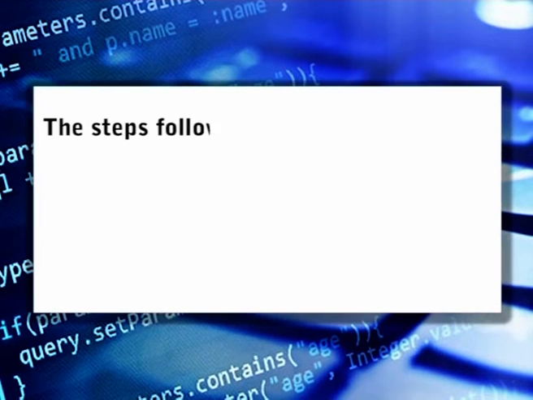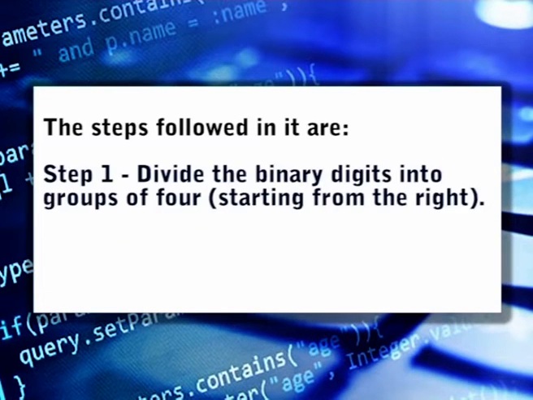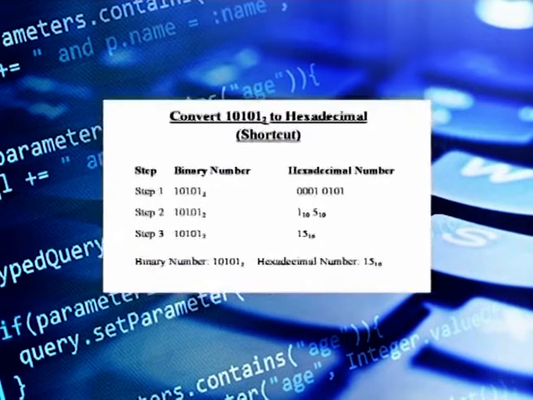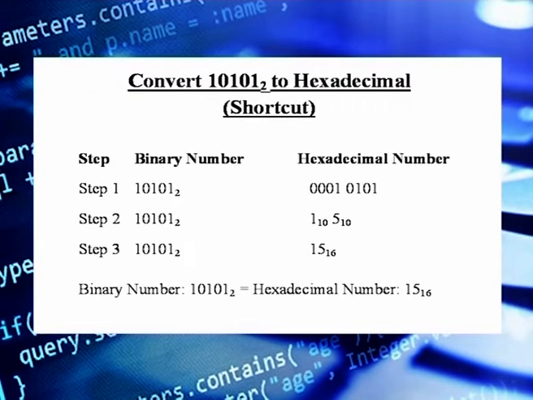The steps followed in it are: step number 1, divide the binary digits into groups of 4 starting from the right. Step number 2, convert each group of 4 binary digits to one hexadecimal symbol. For example, let us convert binary number 10101 to hexadecimal number as shown in the figure.